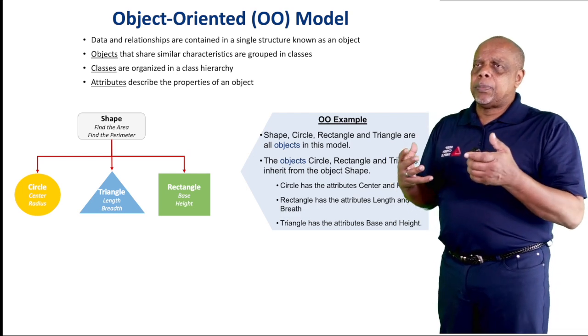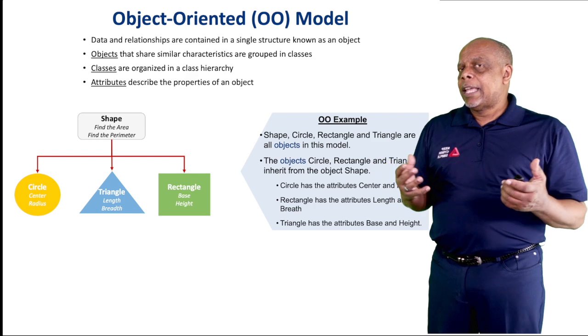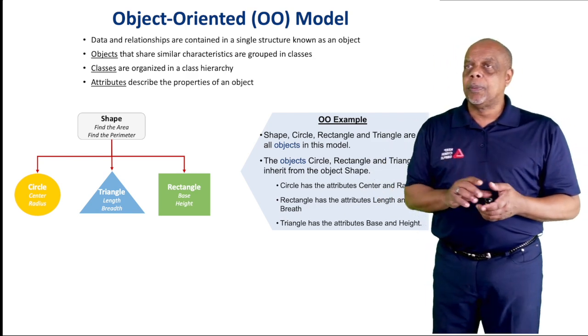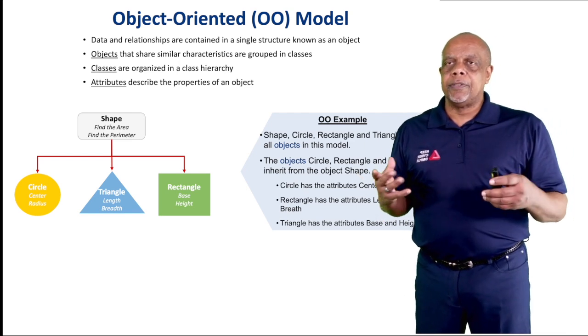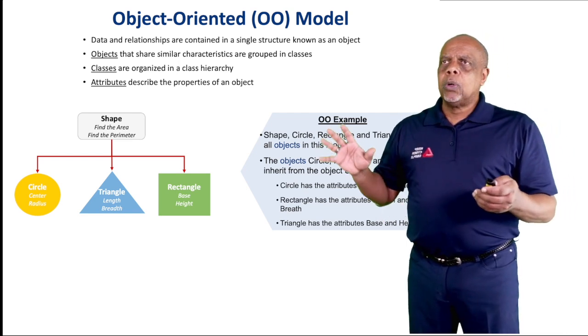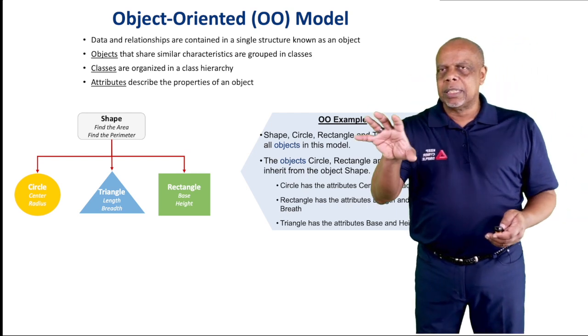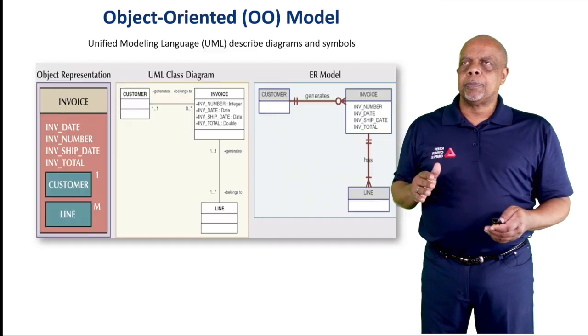So now I've put together a relationship between three things that we typically think had no relationship: a circle, a triangle, and a rectangle. However, there is a relationship, and that relationship is the area. How do you find the area of each of those? All right, so that's what object-oriented modeling does for us. Now we can see things from an object perspective, not just from an entity perspective.